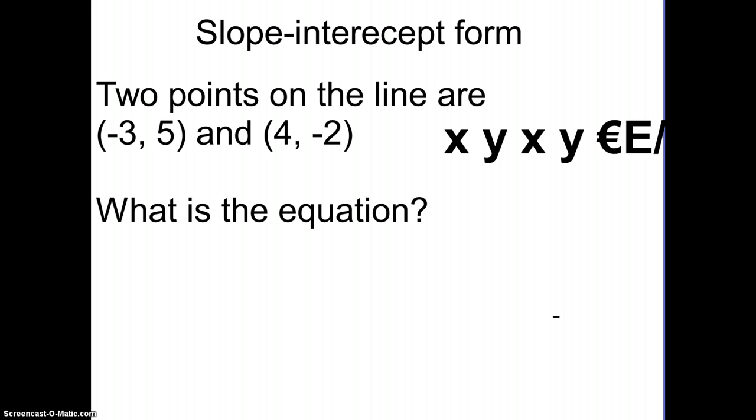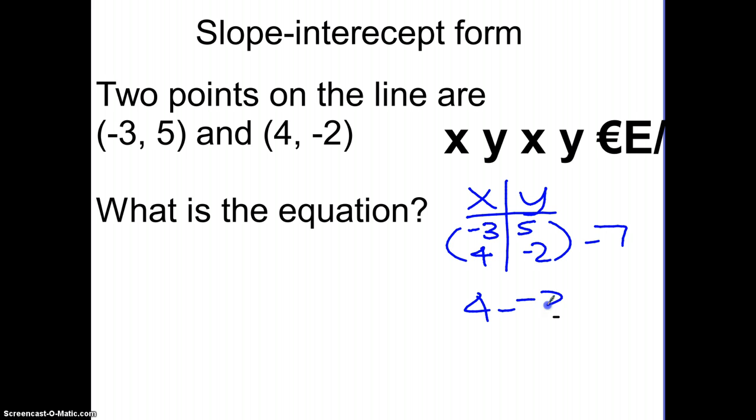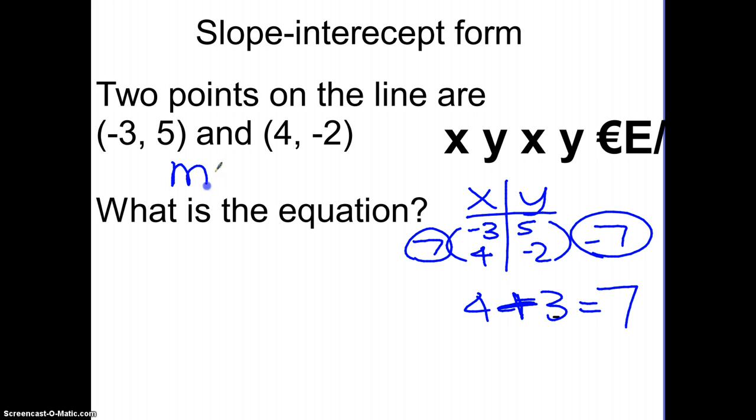Okay, sorry, let me write it really quick again. -3 and 5, 4 and -2, so this is down 7. 4 minus -3. Remember, this is a big plus, so that's 7. And so we're dividing the rise over the run, the y change over x, so m is -7 over 7, which is -1.